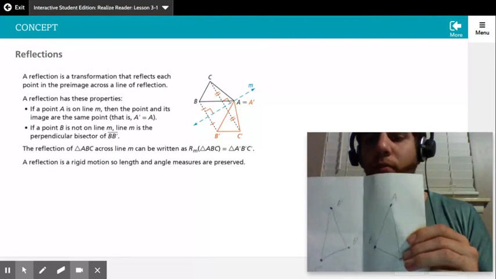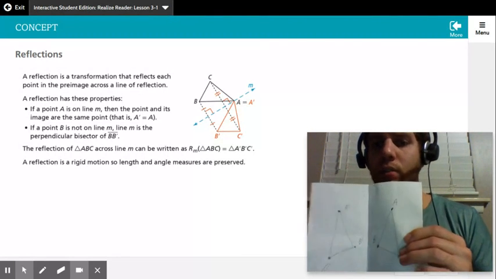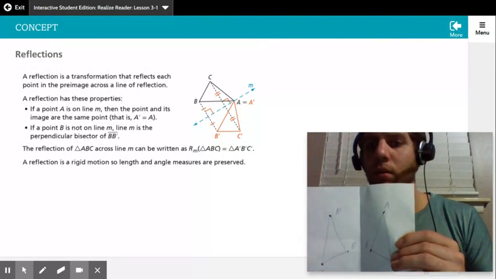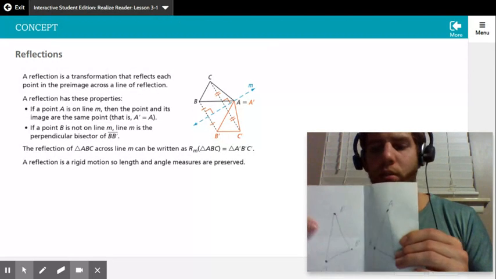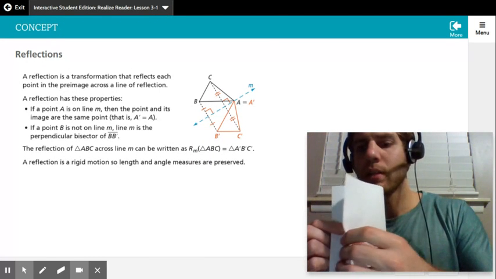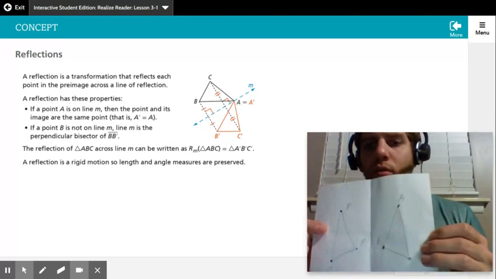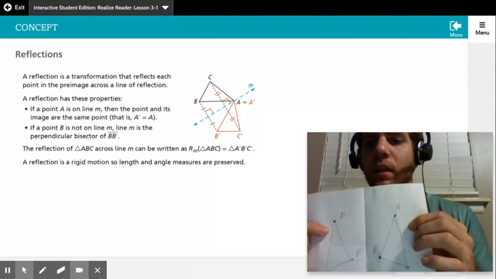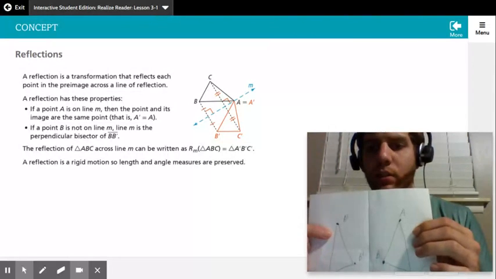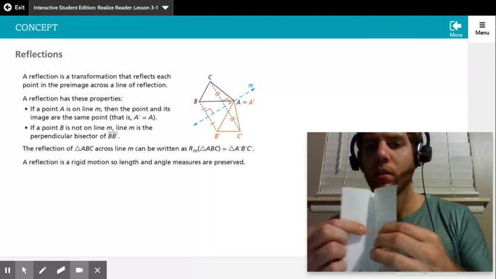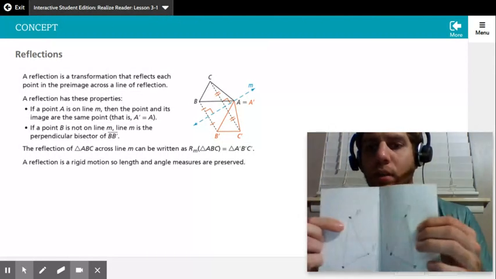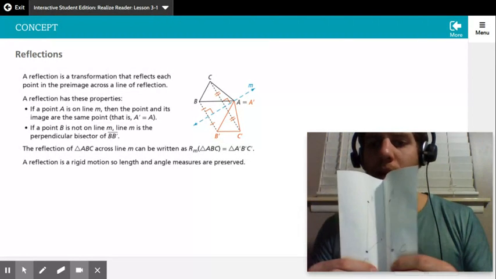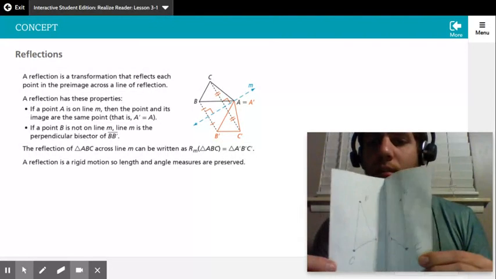So if we look at A prime, if I fold along my line of reflection, the crease I made, and fold point A over the line of reflection, it's going to land right on top of A prime. So those two points, A on this side and A prime, are the same distance away from the line of reflection. If we fold along the line of reflection, they will end up on top of each other. Same thing for B and B prime, and same thing for C and C prime.